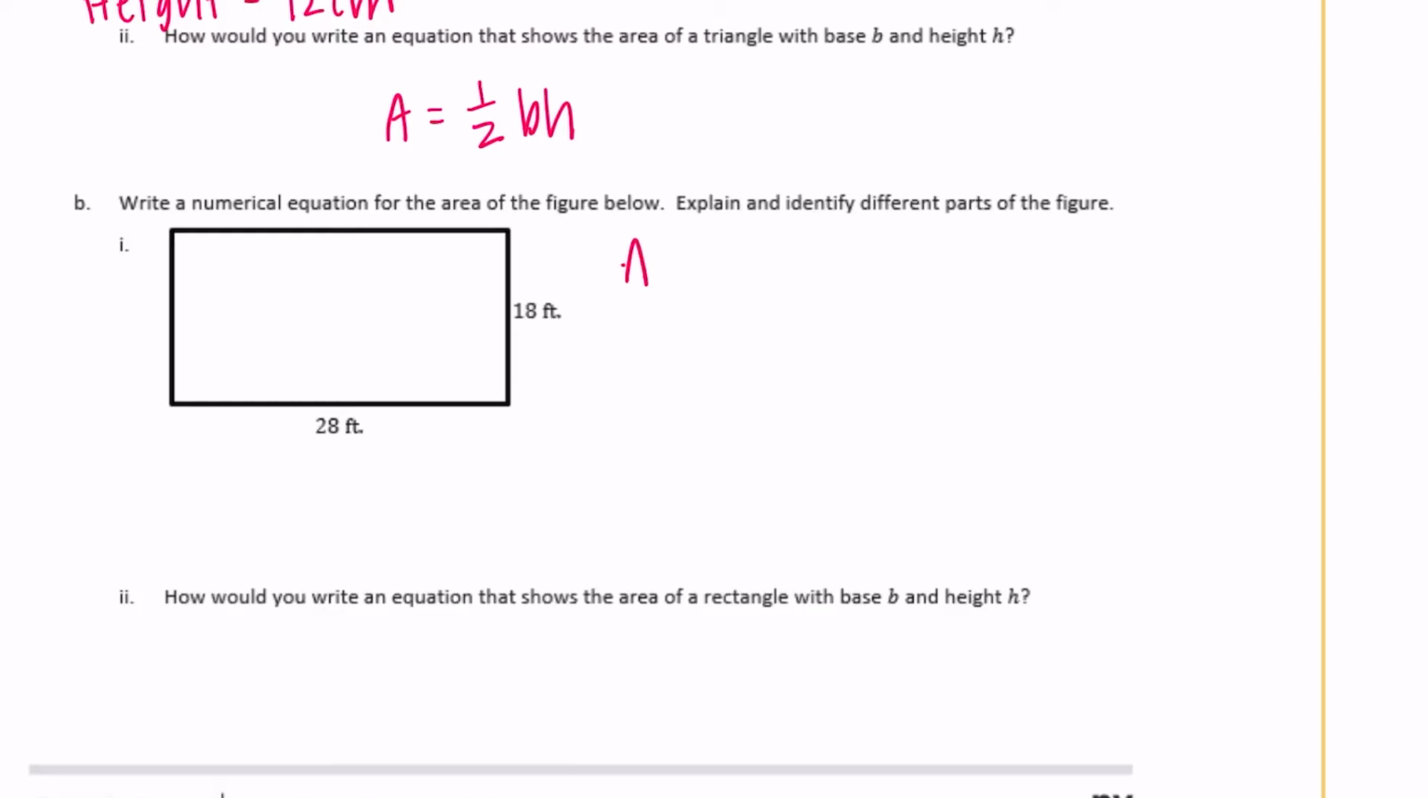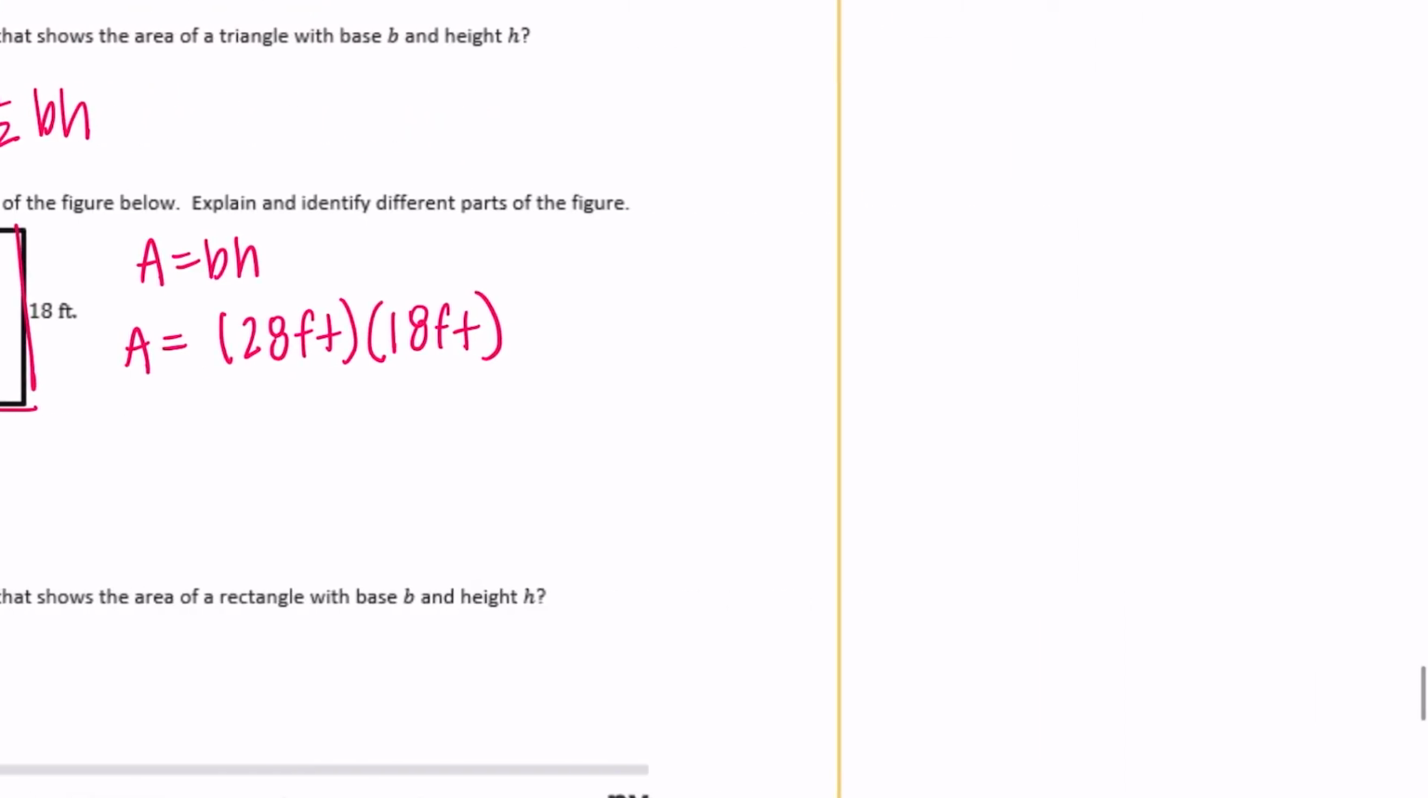So for the area of a rectangle, we just do base times height. Area is equal to base times height. So we have base is 28 feet times the height is 18 feet. So let's do 28 times 18.